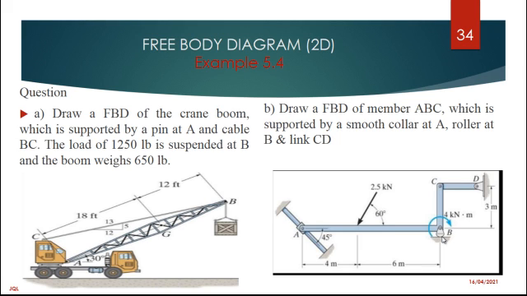Another question. Draw a free body diagram of the crane boom which is supported by a pin at A and the cable BC. The load of 1,250 pounds is supported at B and the boom weighs 650 pounds.